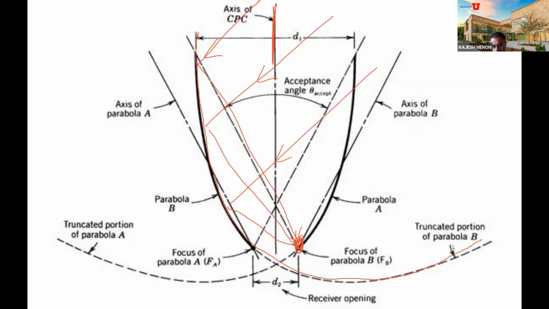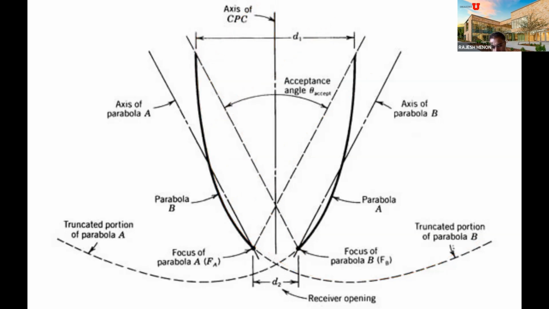Now, of course, I have truncated both the parabolae. I've truncated them at the focus at these points here, and that's because I want to put them together. Otherwise, they will intersect, and I want to put a receiver here, so I need some room. So I've removed this part that's dashed. I've truncated the parabolas and put them facing each other in a symmetric fashion.